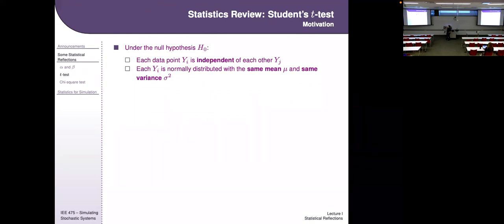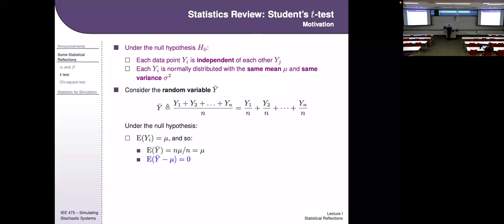Each point is normally distributed with the same mean and the same variance. We're assuming the null is true. If we take this y bar calculation, just the sample mean, this is our expression for sample mean. We can break it up, just arithmetic there. And then under the null hypothesis, each one of these samples should have the mean mu.